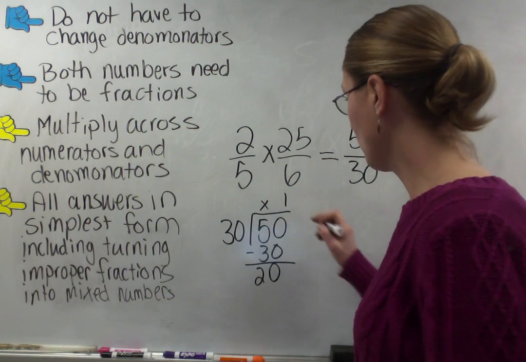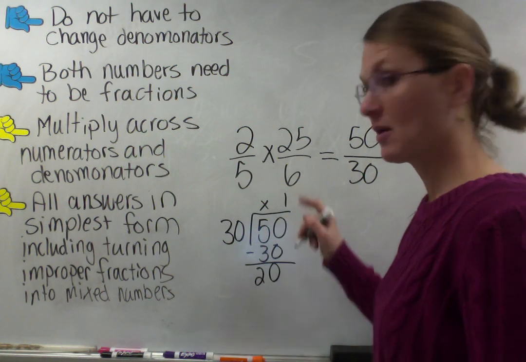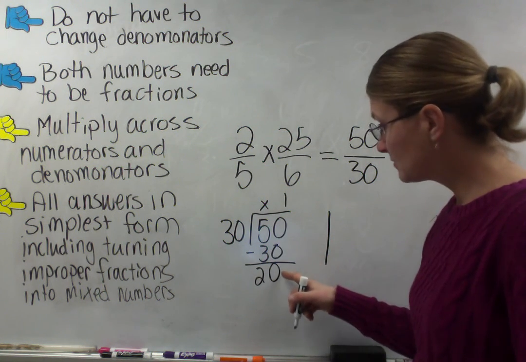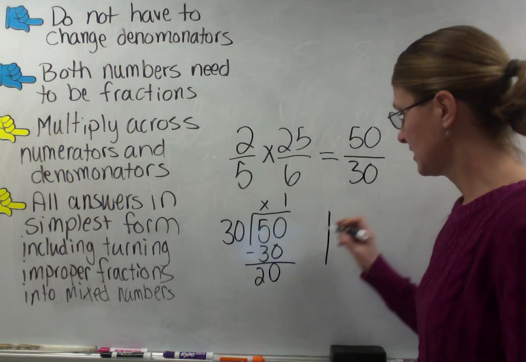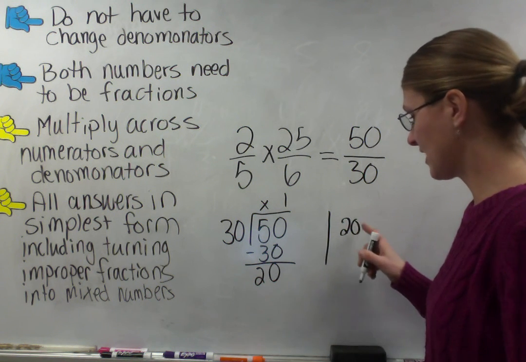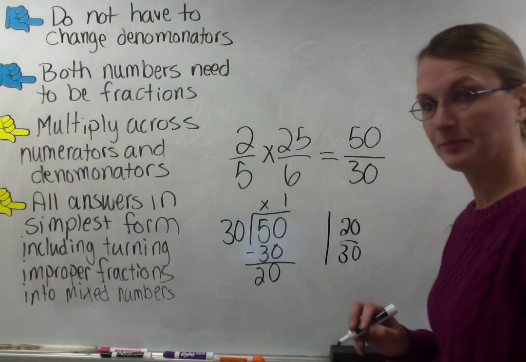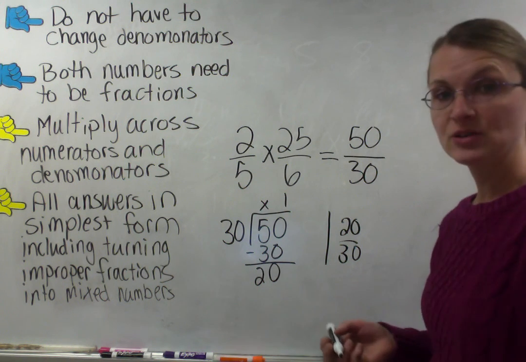I can make one whole, so that's going to be my whole number. I can make one group of 30, so that's one whole, okay? I come down here, I have 20 leftovers. So that's my new numerator because I have 20 leftover 30ths. Our denominator stays the same, okay? So I have 1 and 20/30ths.